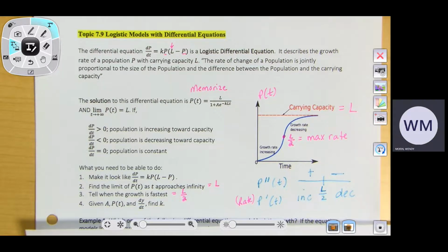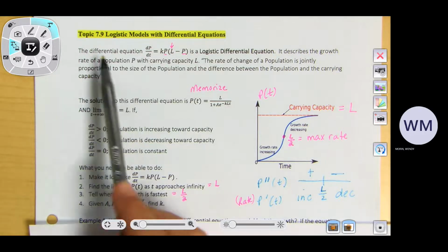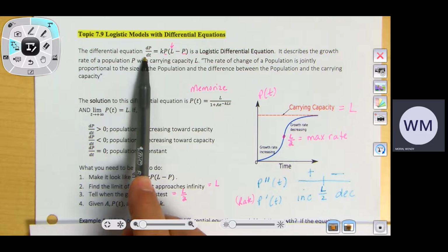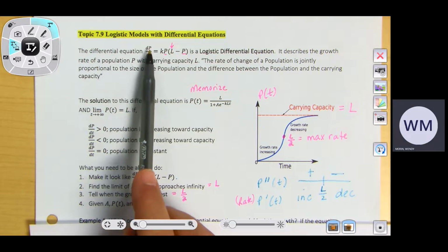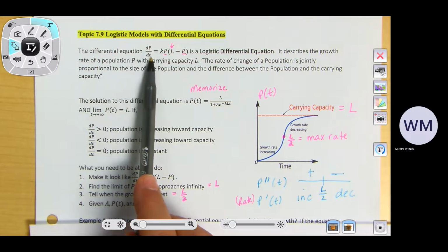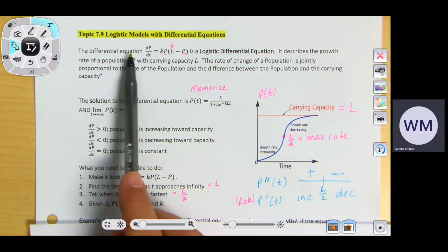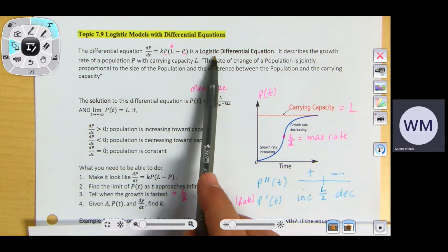If you are in AP Bio, you have studied differential equations already. So let's take a look. First of all, in your notes, you have dP/dt. This is the differential equation. It is called a logistic differential equation.